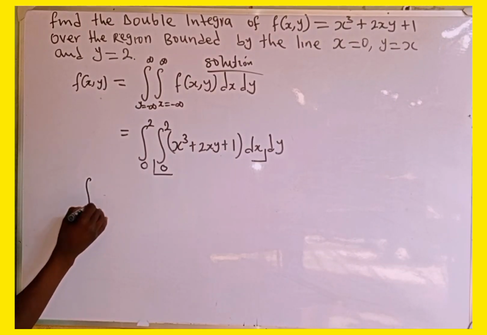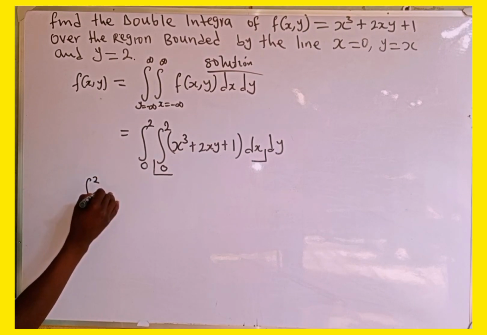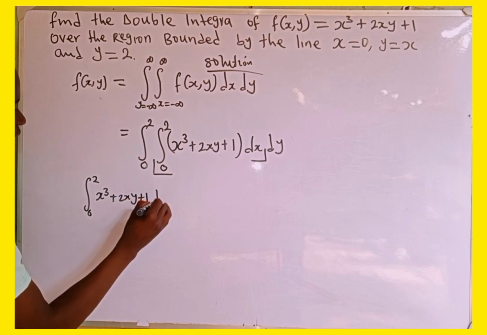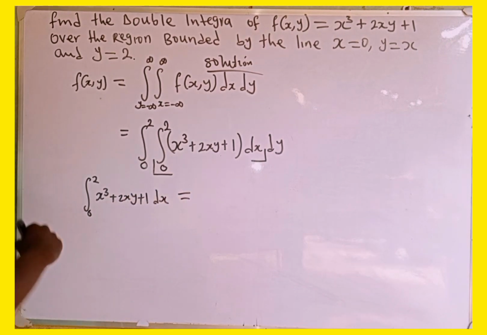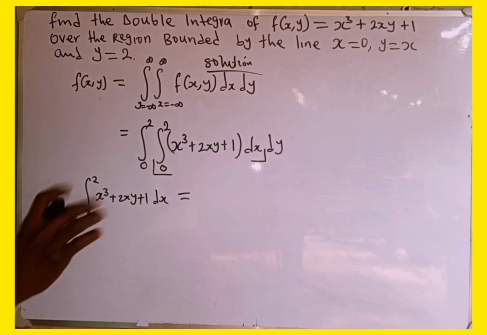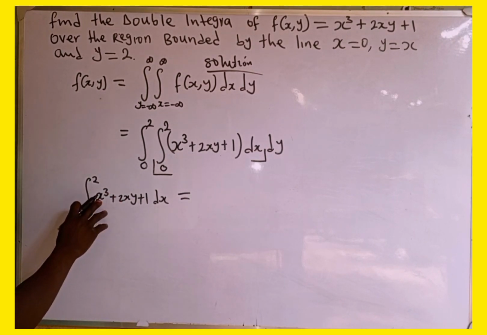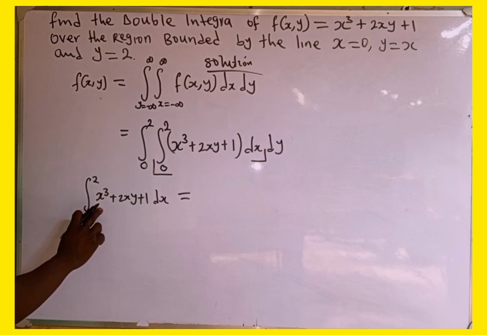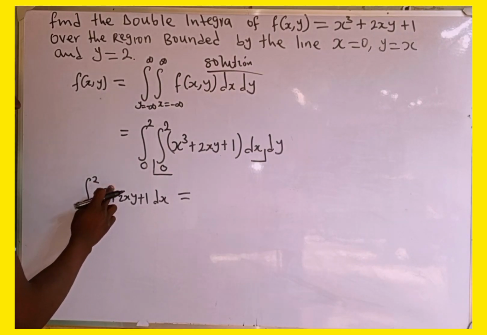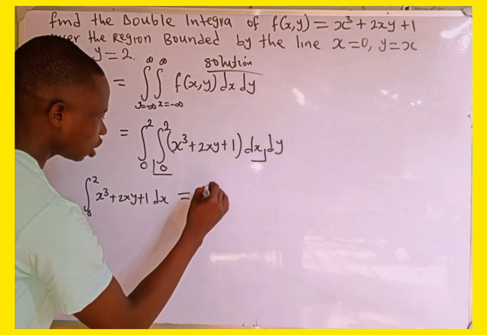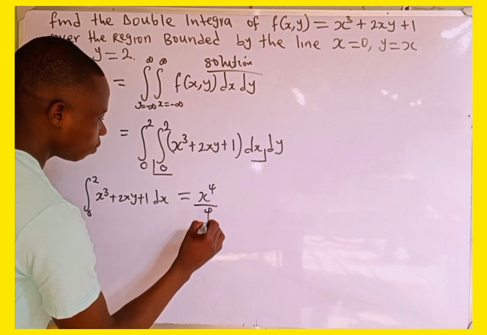We are going to have the integral from 0 to 2 of x cubed plus 2xy plus 1 dx. Remember, if you are integrating with respect to x, anything without x we keep as a constant. For x cubed, we add 1 to the power, then divide by the new power: 3 plus 1 is 4, so we have x to the power 4 over 4.